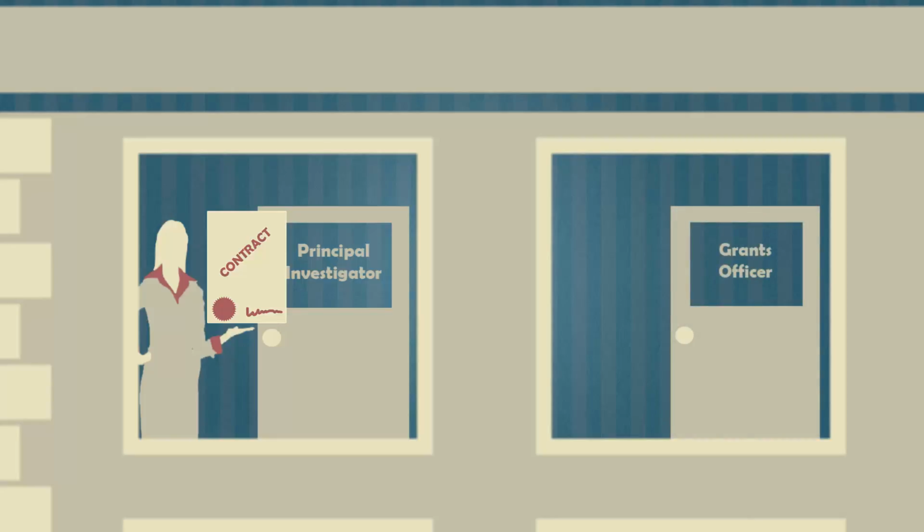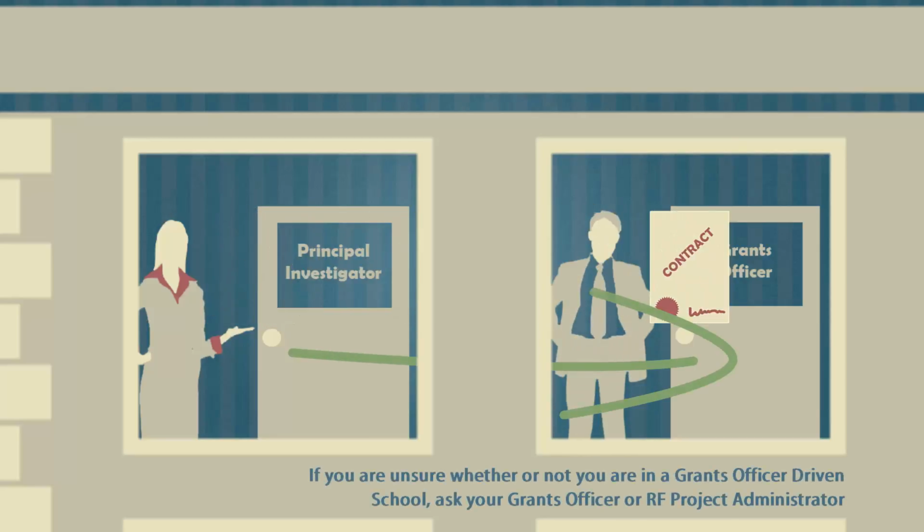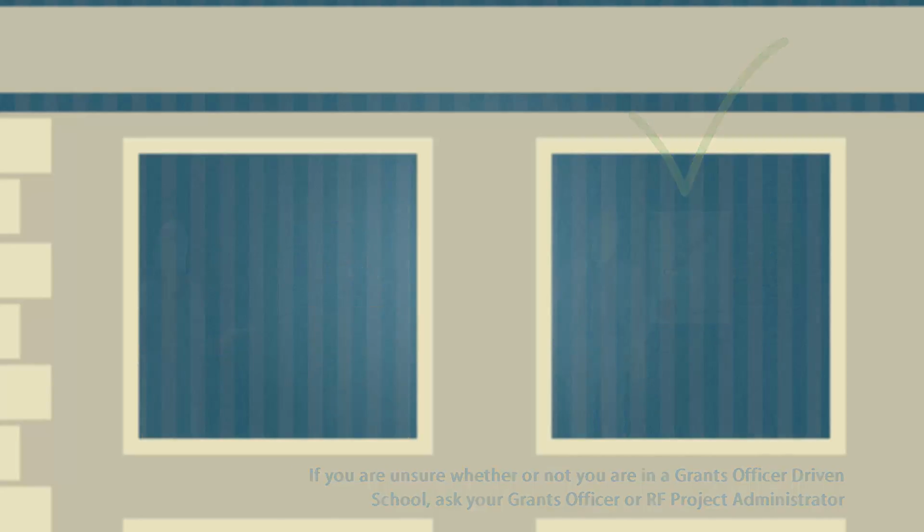Now, depending on the type of school, it may need the endorsement of a grants officer. Some colleges do, some colleges do not. After the principal investigator or grants officer submit the contract, it is sent off to the RF.